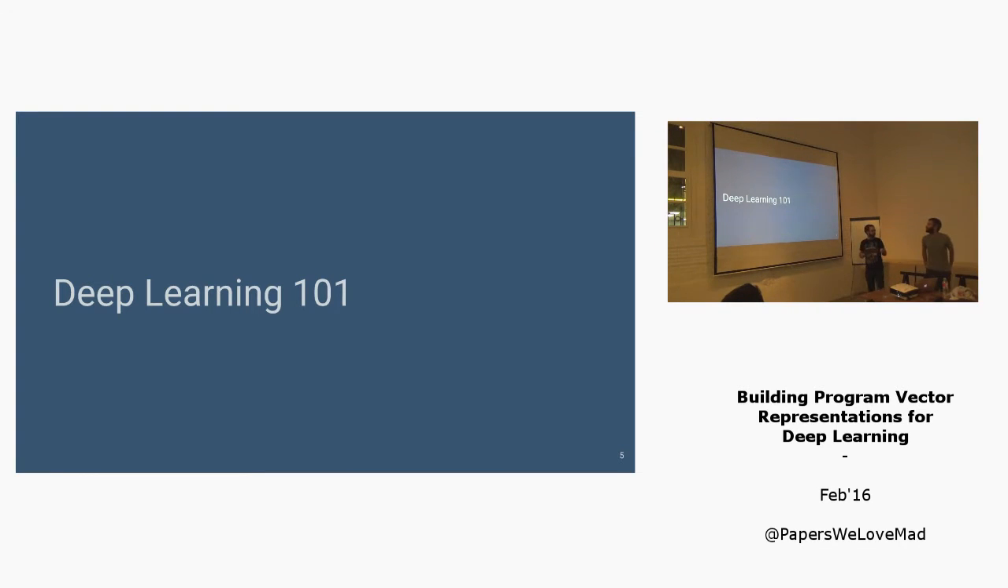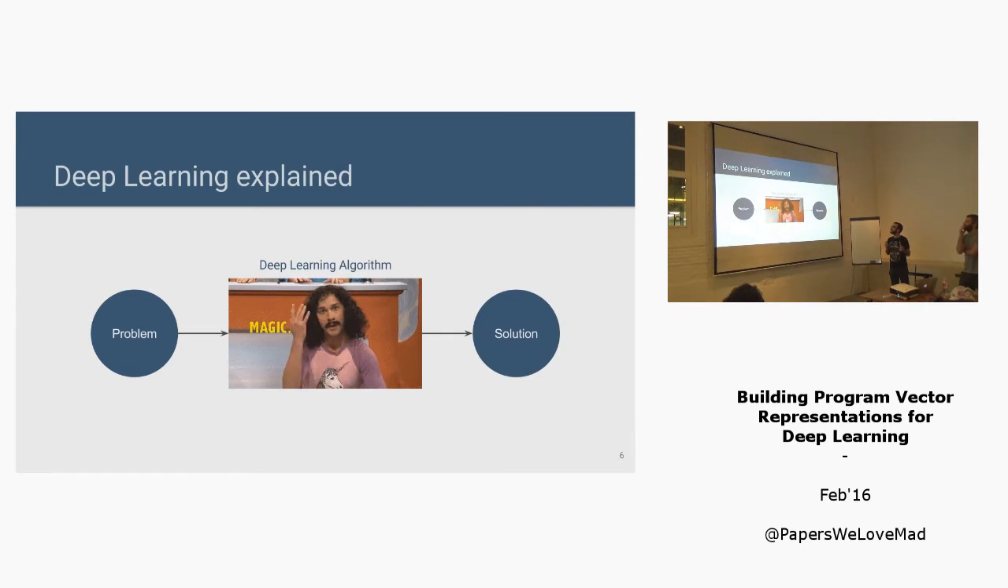Okay, so first things first, hello everyone, I'm Dani. First things first, we need to get a general idea of what deep learning does. Deep learning basically works like this. You put in a problem, magic happens, nobody understands it, really nobody understands it, and then you get a solution.